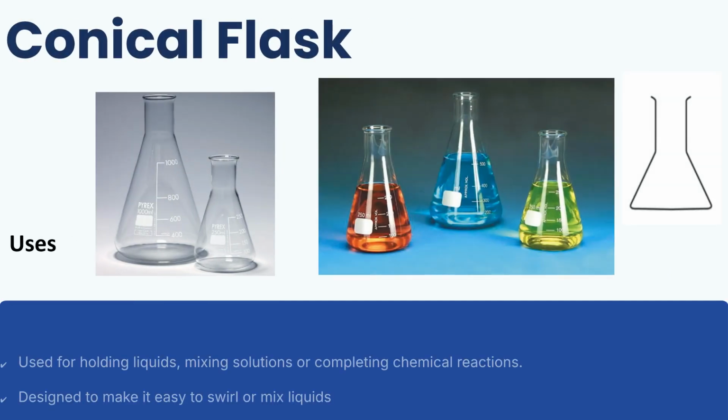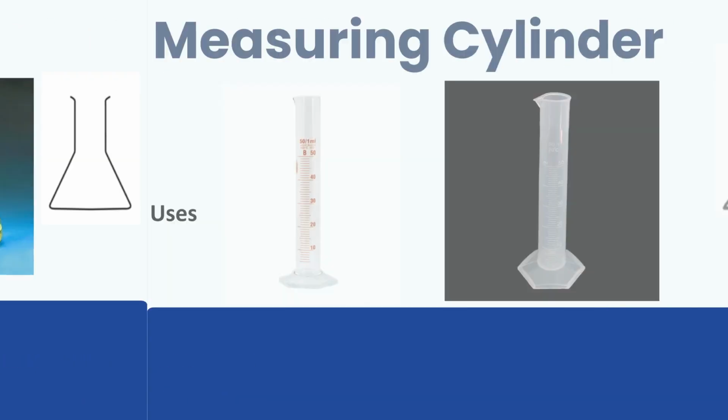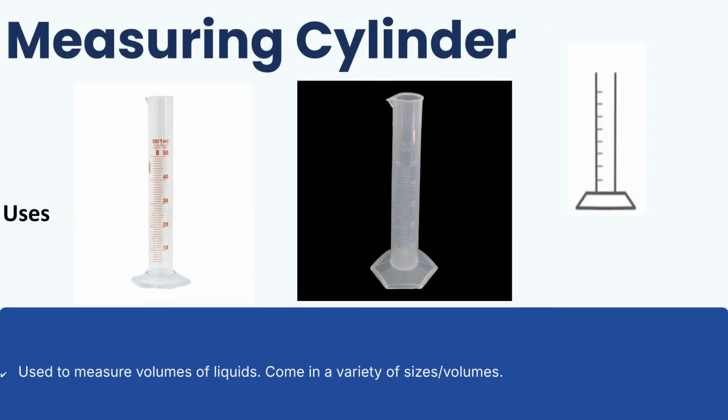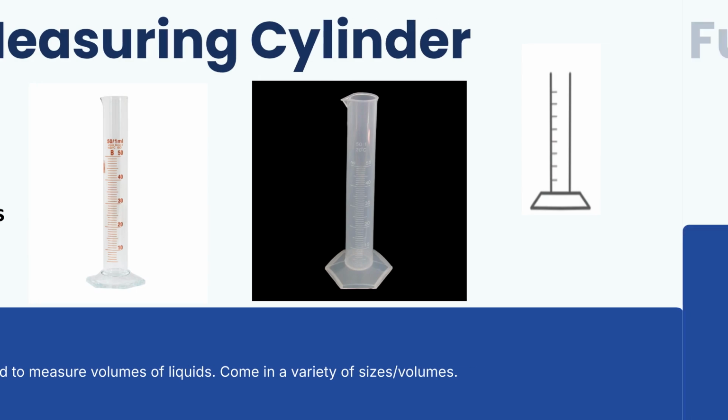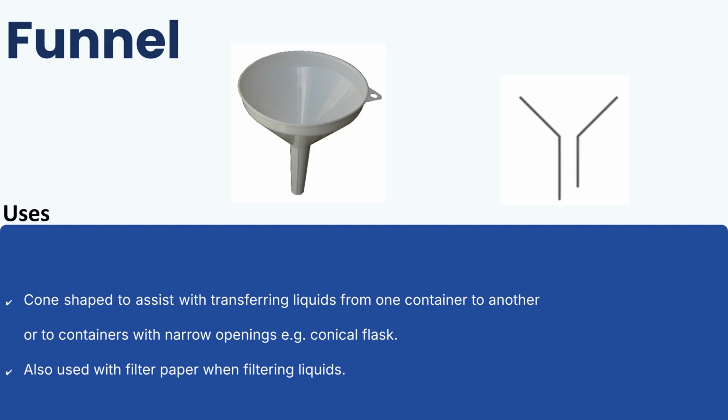The conical flask is used for holding liquids, mixing solutions, or completing chemical reactions. Its design makes it easy to swirl or mix liquids. A measuring cylinder is used to measure volumes of liquids. It comes in a variety of sizes and volumes, depending on the experiment's needs. The funnel is cone-shaped to assist with transferring liquids from one container to another, especially into containers with narrow openings, and it is also used with filter paper when filtering liquids.